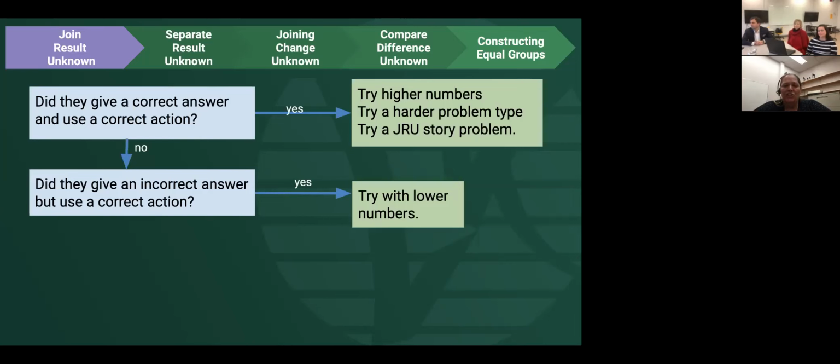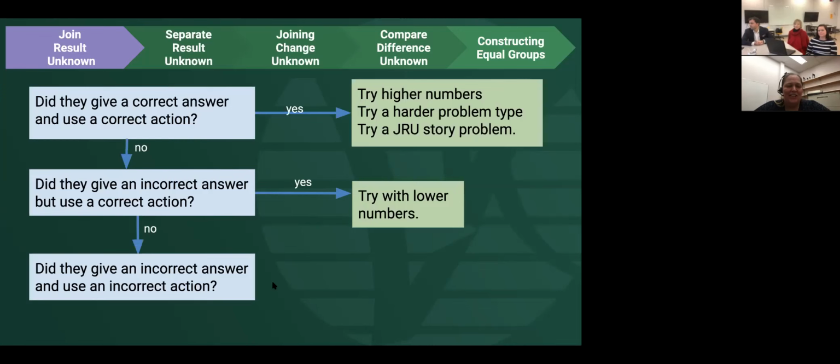If they have the action correct, then it's probably just about their how-many skills, which need a little bit more work to develop. So they could probably get a correct answer with lower numbers here. Keep working on those how-many skills, but in terms of their problem solving, maybe use some lower numbers. If that's not what they did, then they would have given an incorrect answer and maybe used an incorrect action or no action. They weren't really sure what to do.